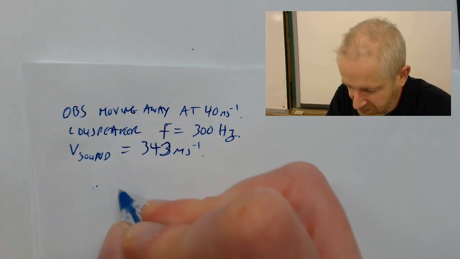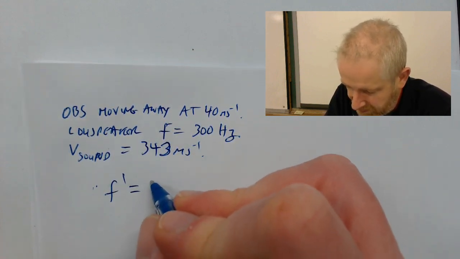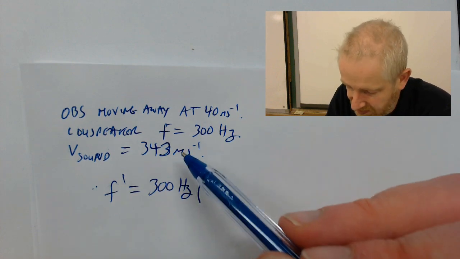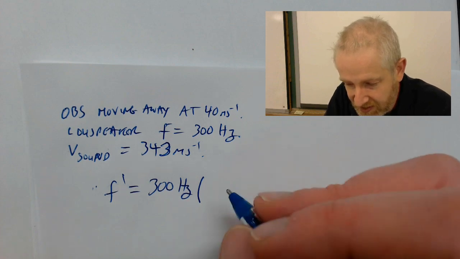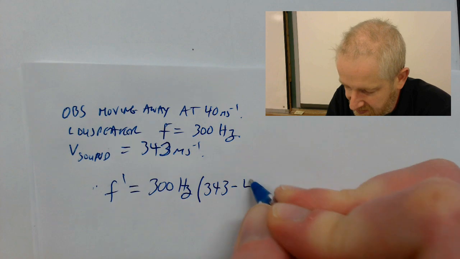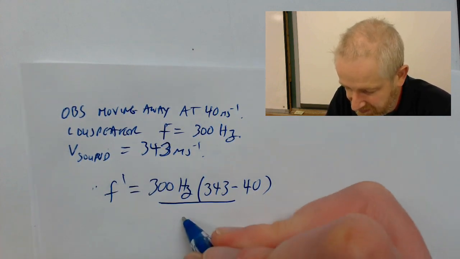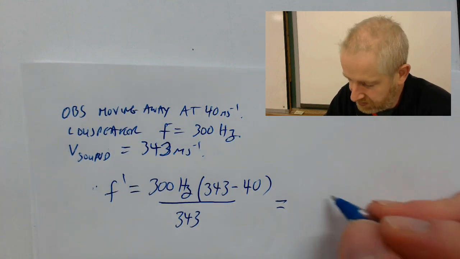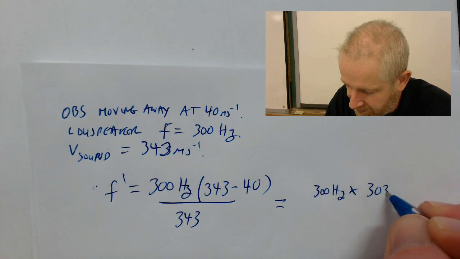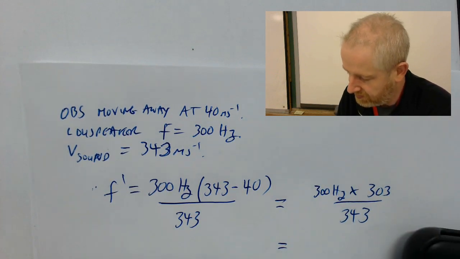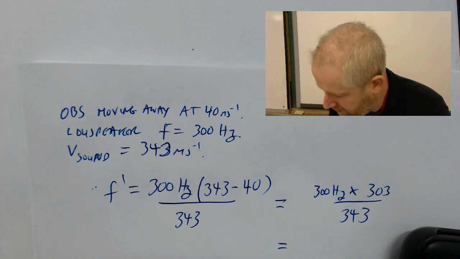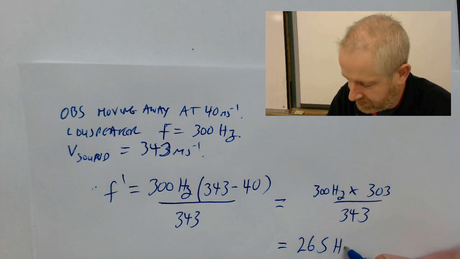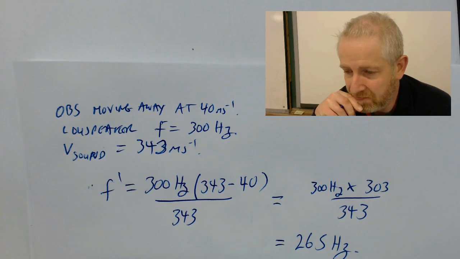Here we go. The sound we're going to hear is going to be equal to the frequency that we start with, 300 hertz, multiplied by, in this case, the observer is moving away. So we've got a moving observer, it's going to be 343 minus 40, divided by the speed of sound, 343, and the source isn't moving, so this is where we stop. So that gives us 300 hertz multiplied by 303 divided by 343, which will give us a value of 265 hertz. And there we go. All right, so hopefully that's quite useful.